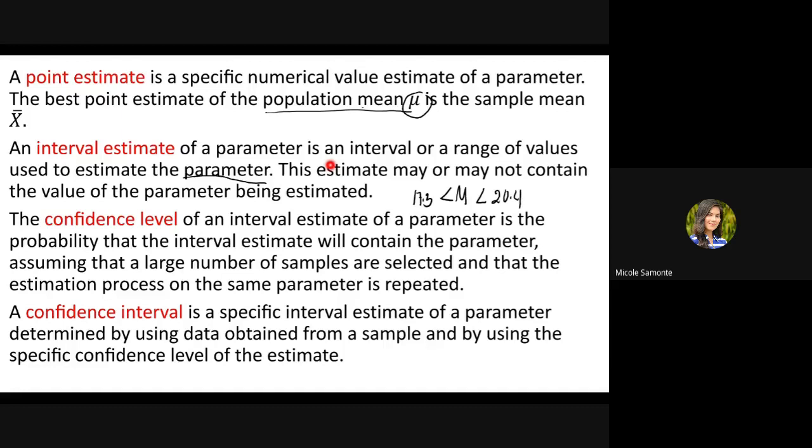Kapag sinabing confidence interval, it's a specific interval estimate of a parameter determined by using the data obtained from a sample and by using the specific confidence level of estimate. Sa field ng research, ang karamihan sa ginagamit natin na confidence level ay ang 90% confidence level, 95% confidence level, at ang 99% confidence level.